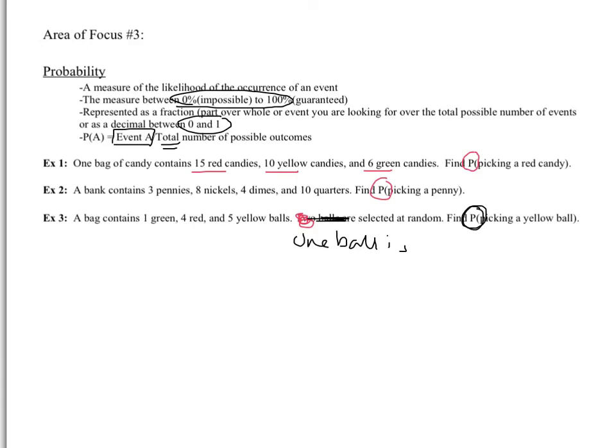So all of these are considered probability because they say and ask for probability, and there'll be more detail to follow with these, but remember that your answers will be fractions. And you can make that fraction into a decimal or change it into a percent.